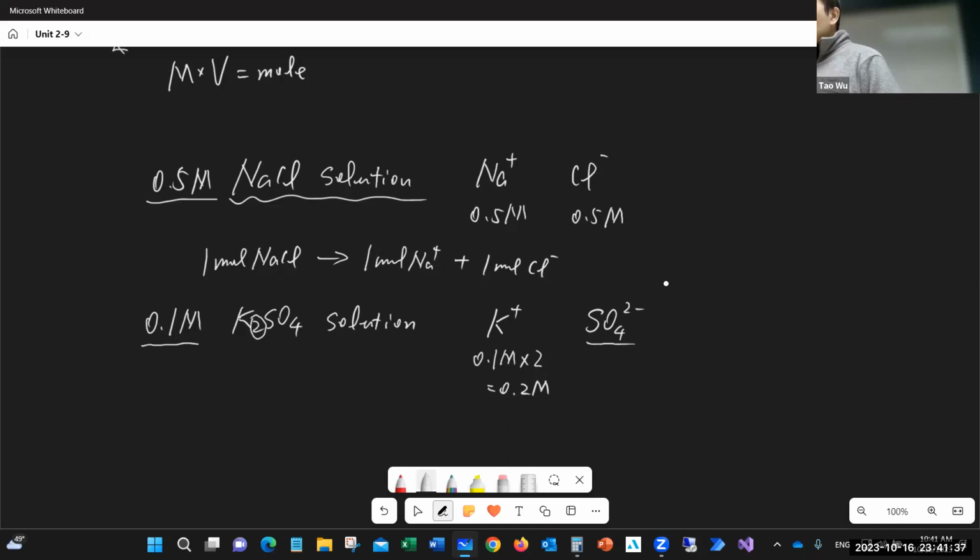And what is the concentration for the sulfate ion? Then you look at how many sulfates are in this compound. We only have 1 sulfate in this compound. So the concentration of sulfate is 0.1 molar times 1, which is 0.1 molar. Make sense? Okay.